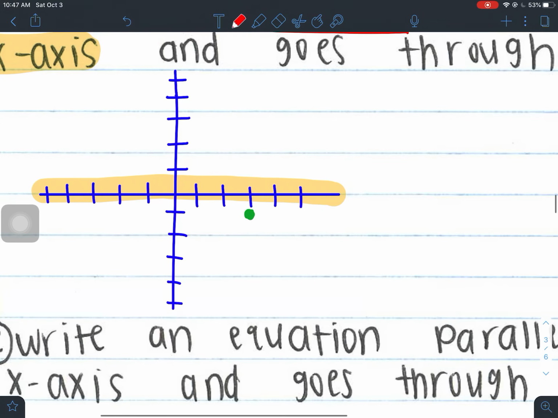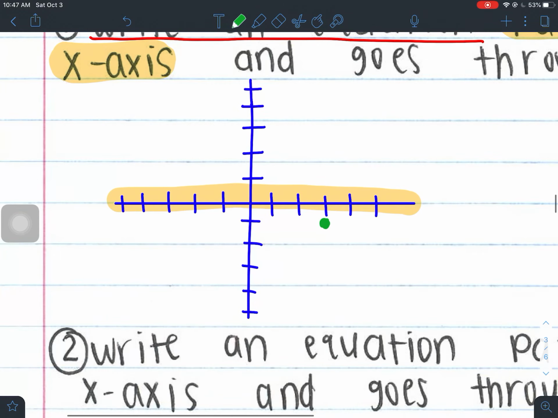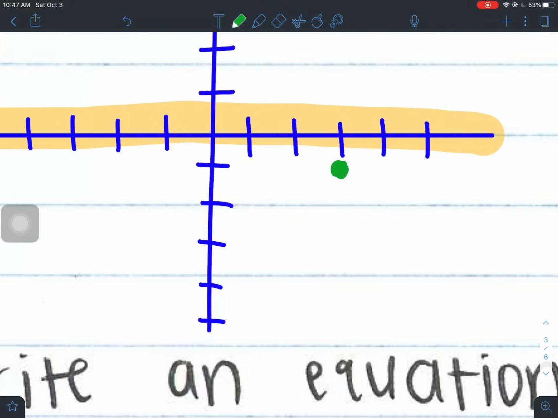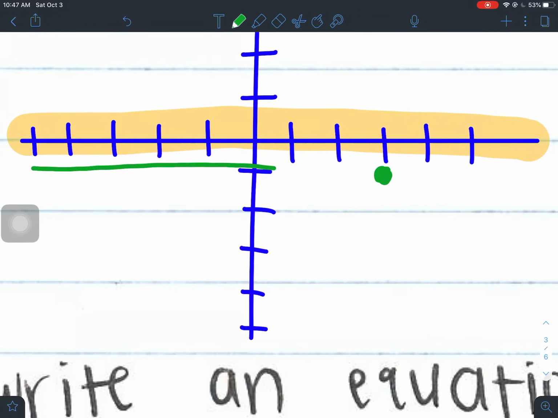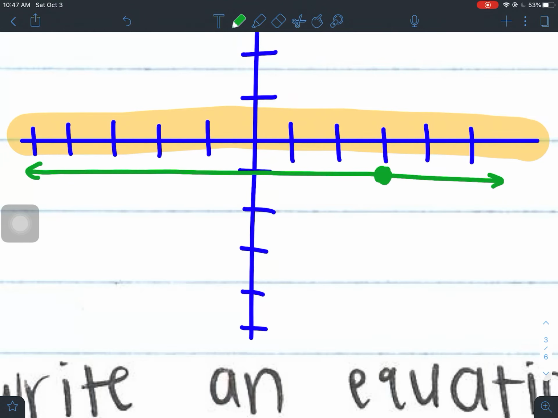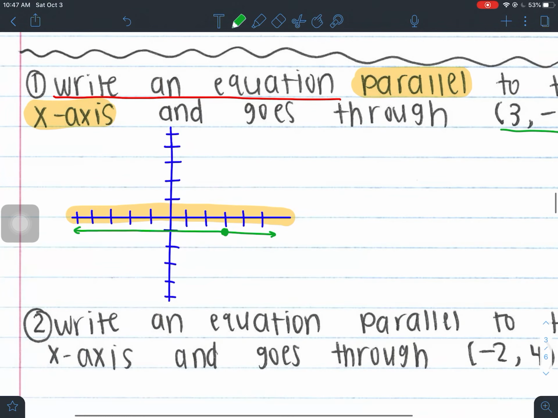Okay, so I want the new line to go through the green point and be parallel to the x-axis. So when I draw a line through this green dot, do I want the line to go like this? Or do I want the line to go like this? Well, I want it parallel to the x-axis, which means I do not want it to cross the x-axis. So the line is going to go horizontally. It's going to go through that point, and it's not going to cross the x-axis because we want it parallel to the x-axis. So our line is going to run that way.